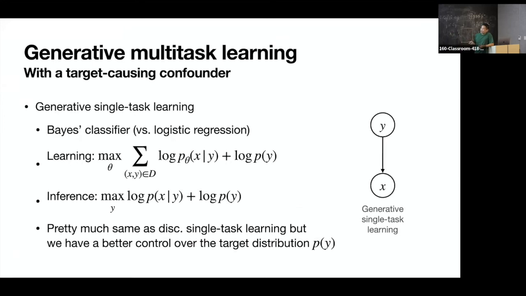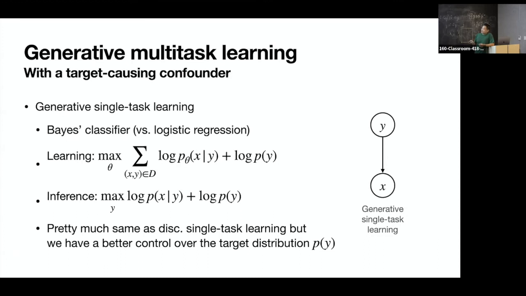And learning is pretty straightforward, except that now we are trying to get the relationship going from y to x, and at the same time, we take into account the log probability over y, that is, the marginal distribution over classification. At inference time, the same thing: because we have already trained the model, we try to find the category y that maximizes the score assigned by our model. Strictly speaking, it's exactly the same as discriminative single task learning, but we have better control over the target distribution P of y. So that's a very subtle difference.